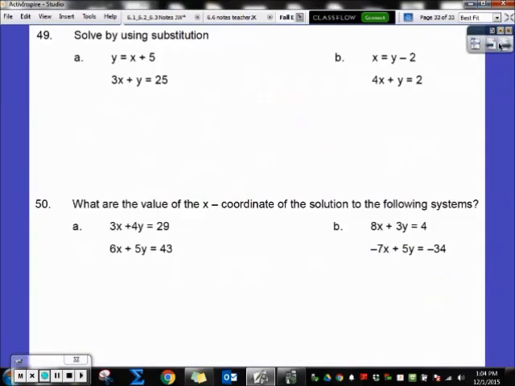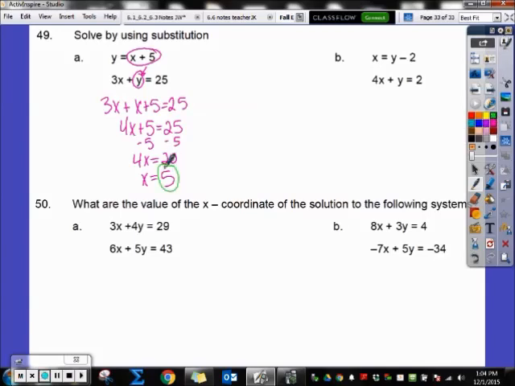Okay, so 49 we need to solve by substitution. So this one is set up really nicely for substitution. Since y equals x plus 5, I'm going to plug that in down there. So 3x plus x plus 5 equals 25. So if we subtract 5, then if we divide by 4, x equals 5. Now to plug that back in, the easiest place to plug it back in is right here. So y equals 5 plus 5. Y is 10, and if you needed to write it as an ordered pair, that would be 5 comma 10.